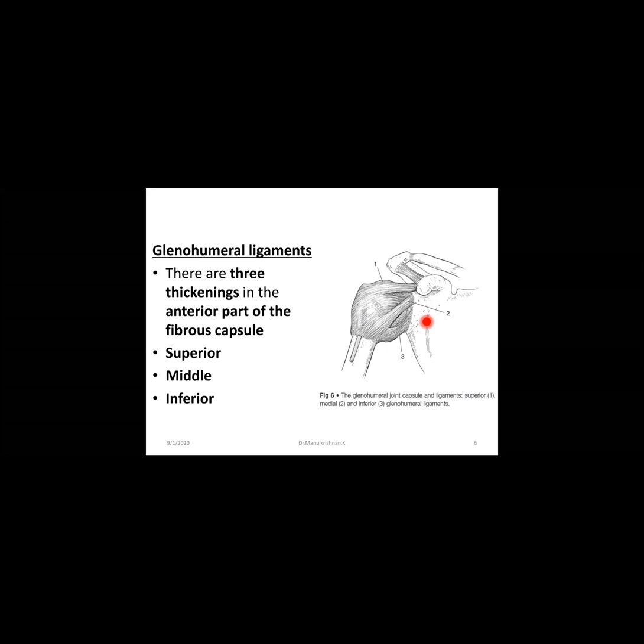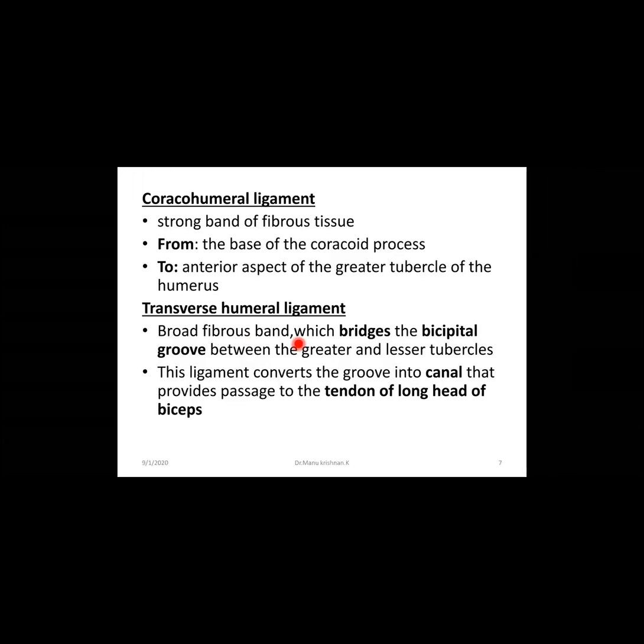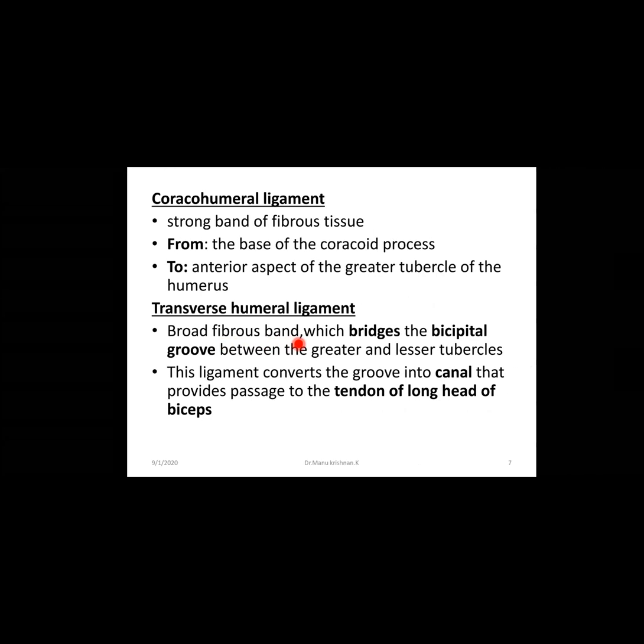So all these ligaments, as I told you yesterday, the joints are supported by a group of soft tissues, and ligaments play an important role because they support and stabilize the joints. So here we have the superior glenohumeral ligament, middle glenohumeral ligament, and the inferior glenohumeral ligament. These are the ligaments. The next ligament which supports the shoulder joint is the coracoacromial ligament.